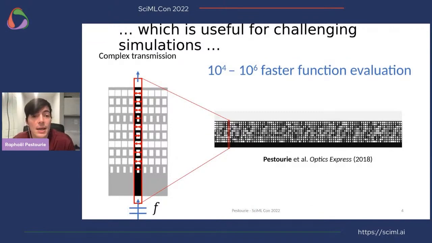In practice, in optics, this surrogate model is used in conjunction with decomposition methods for a very computationally challenging simulation problem, such as computing the light scattered by a metasurface. I'm not going to talk about it today, but if you're interested in this, please refer to my previous work in Optics Express.